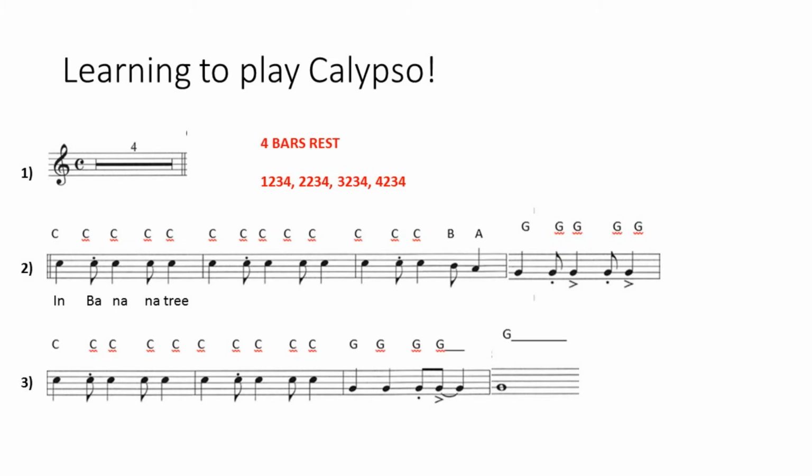Section three begins with our syncopated rhythm again, like we've just practiced, the in banana tree rhythm on our C's. Well, the ending of this section is slightly different to what we've been playing before. Have a little listen to section three. So we really need to pull back on those final G's as we slow down on the rhythm. Pause the video now and have a little practice.